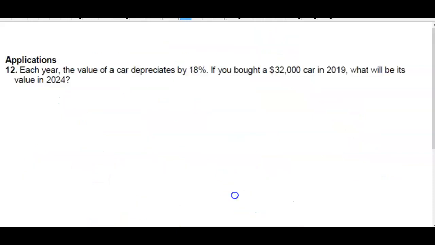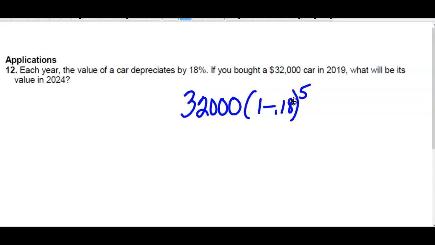All right, and then we have a couple applications. Each year, the value of a car depreciates by 18%. If you bought the car for $32,000 in 2019, what will it be worth in 2024? You just need to subtract, okay? 2024 minus 2019 is 5 years, and you're going to do 1 minus 0.18 to the 5th, just like we did in the exponent chapter. Don't do anything crazy, okay?